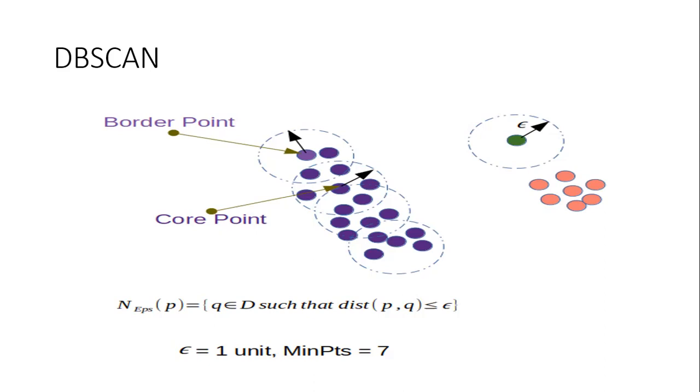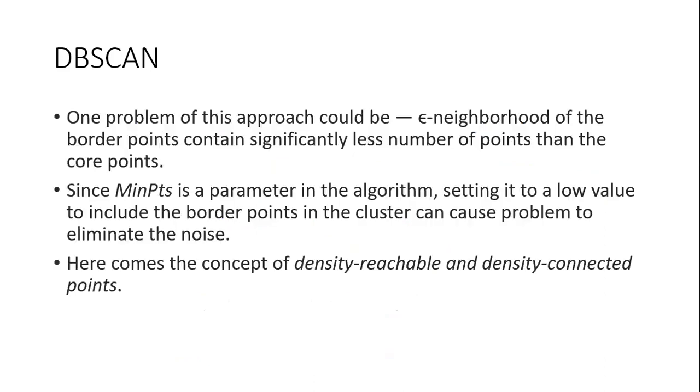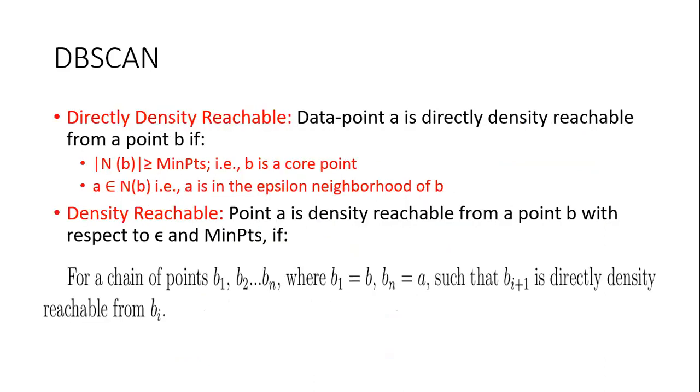Theek hai? So therefore, I can't say minimum points ko bahut kam karte hain. I can't say that. I have to make it up to 5, 6, 7, something like that to ensure. So that's one problem. So unhone isko solve karne ke liye, they gave this method of directly density reachable.